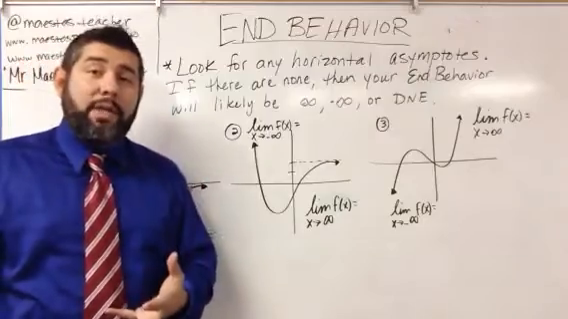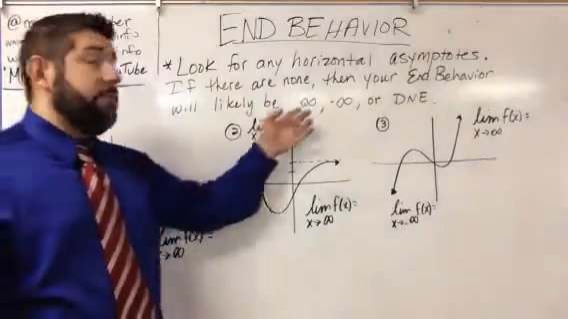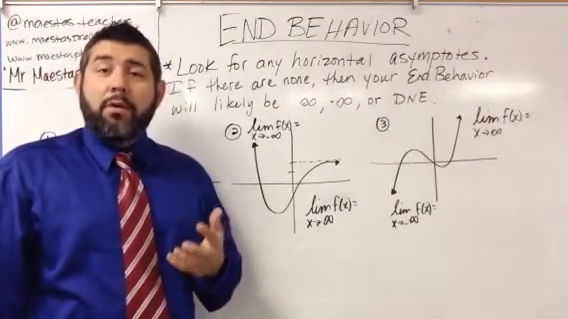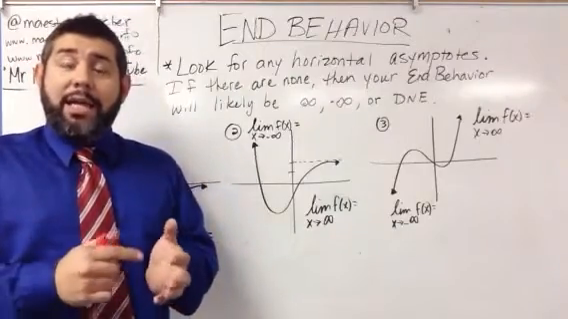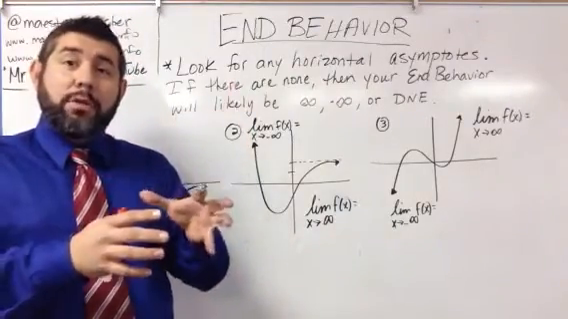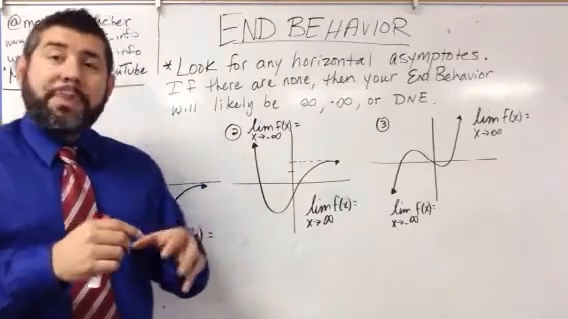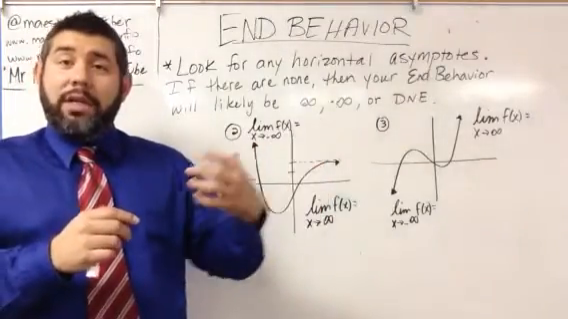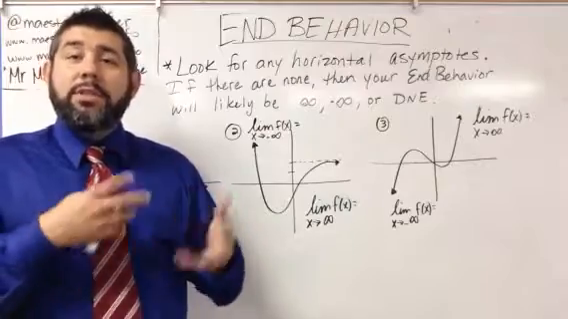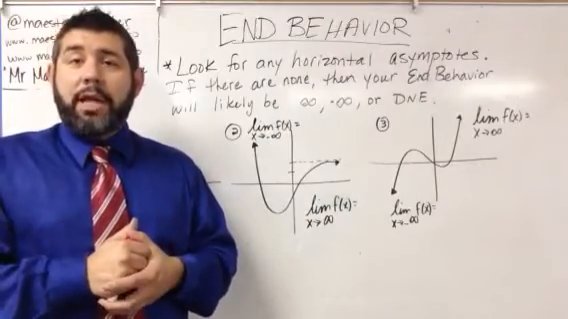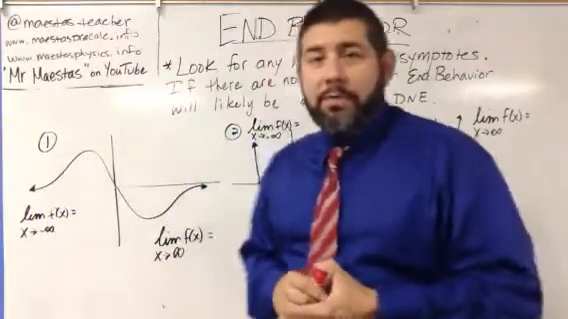If you don't have any horizontal asymptotes, then your end behavior is either going to be infinity, negative infinity, or does not exist. Just think to yourself, what is y approaching? Are the y values getting closer to a number, one single number like a horizontal asymptote? Or as x gets larger and larger, is y also getting larger and larger? And that'll kind of lead you down the path of getting the right answer for end behavior. So let's look at four examples of end behavior and graphs.